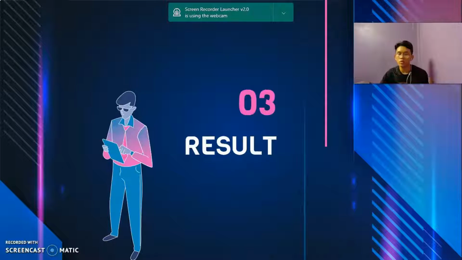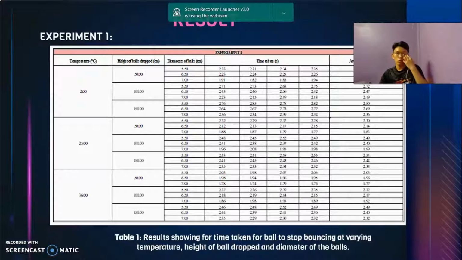Experiment 1, the result I will talk about. In this experiment, we're focusing more on the time taken for the ball. The temperatures are 25 and 36, and the heights of the drop are 50, 100, and 150. The diameters are 5.5, 6.5, and 7. We also calculate the average of the time taken, and we do 4 repetitions.